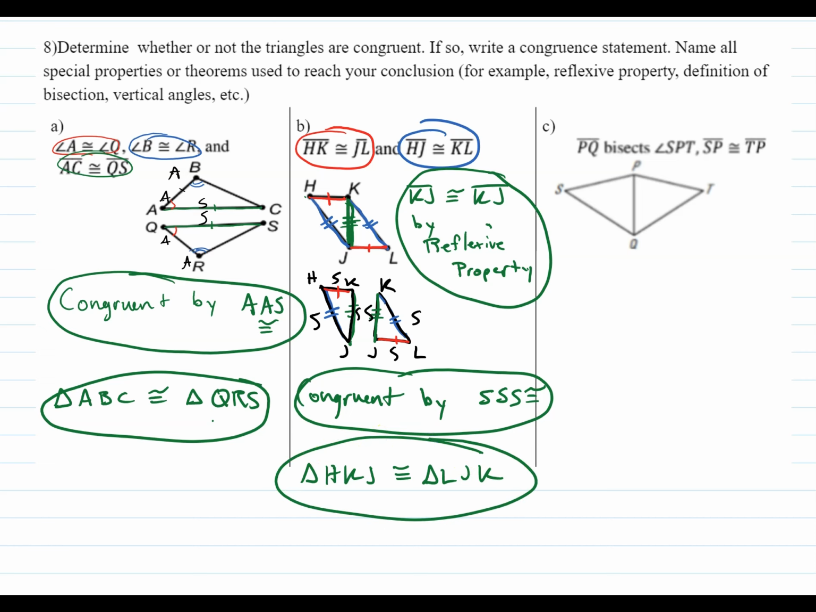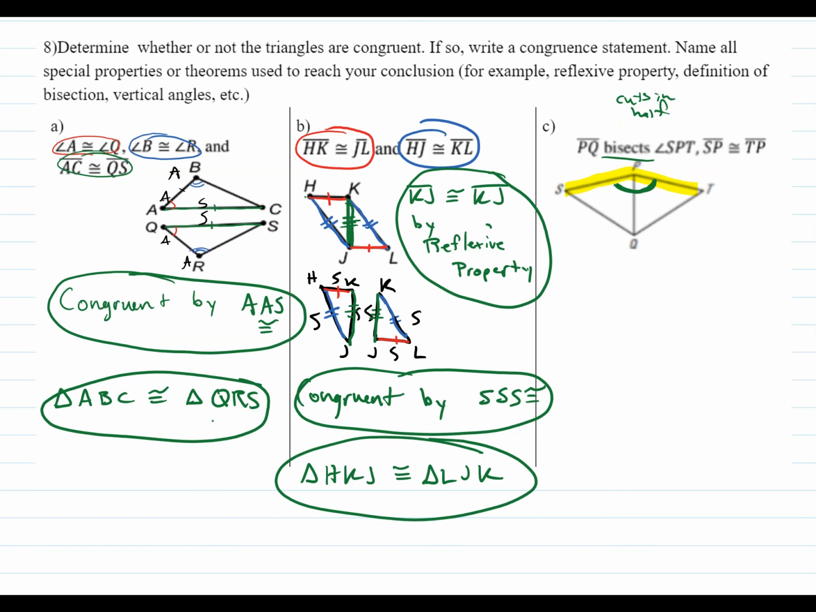All right, part C. PQ bisects angle SPT. Side SP is congruent to side TP, and that's all they gave us. Bisects means cuts in half. So if we find angle SPT, that's this big angle. We ignore this little line down the middle. So angle SPT is that angle.